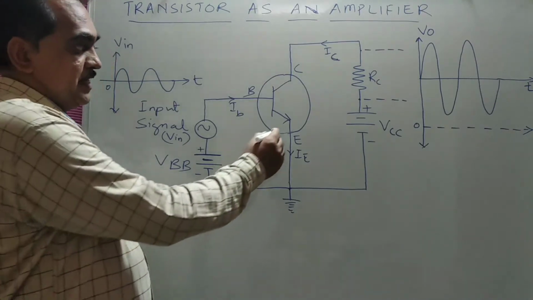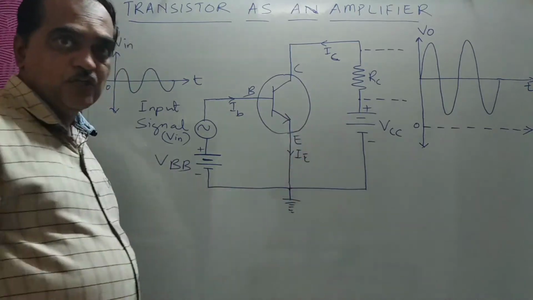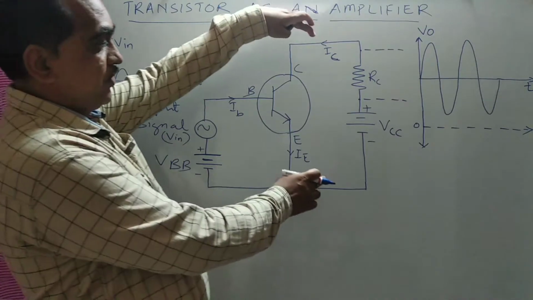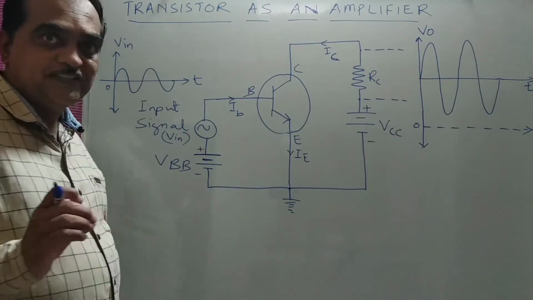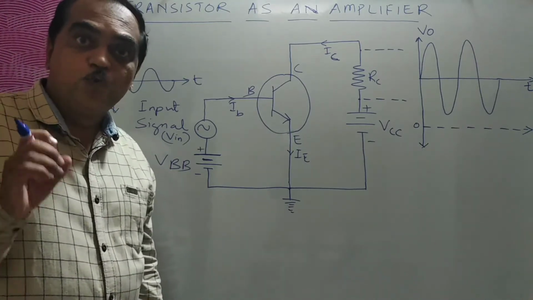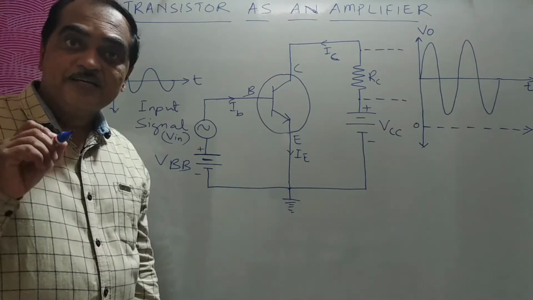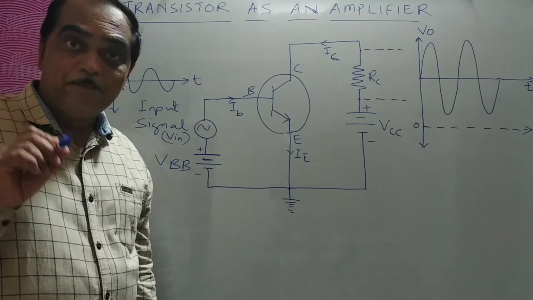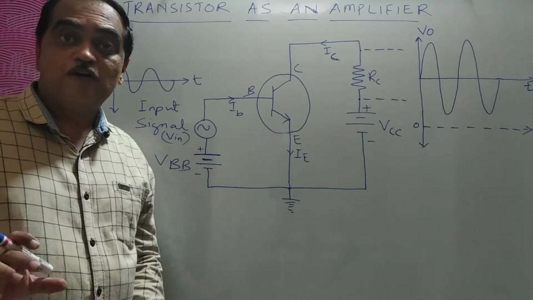So the emitter is made common to both the input circuit and the output circuit. Here the input is given between base and emitter, and output is taken across emitter and collector. Now the first requirement for the transistor to work as an amplifier is that its emitter-base junction should be forward biased and the base-collector junction should be reverse biased. That is the first thing you have to produce.